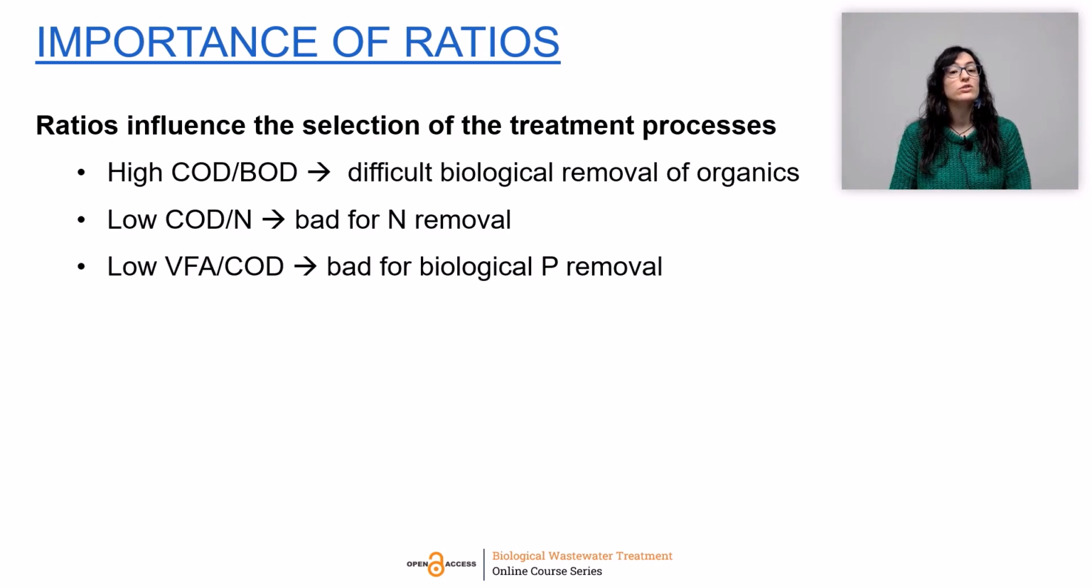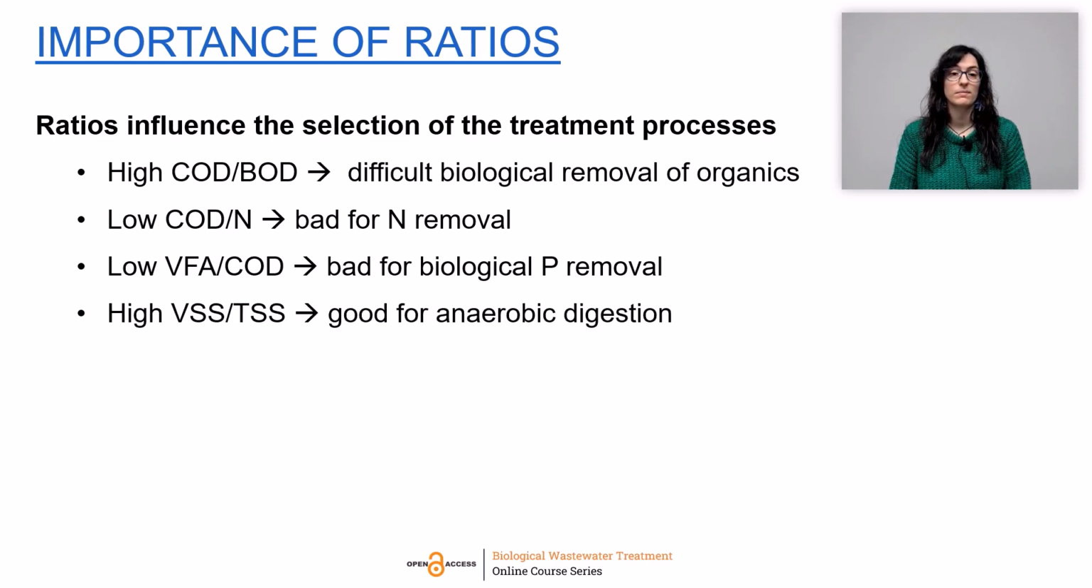Another example of a useful ratio is the VFA, volatile fatty acids, to COD ratio. If this ratio is too low, that means that we will have problems with phosphorus removal, since the bacteria responsible for it are able to metabolize only VFAs. Another example is the VSS to TSS ratio. A high value indicates a high organic fraction of the suspended solids, and this can be successfully digested under anaerobic conditions.